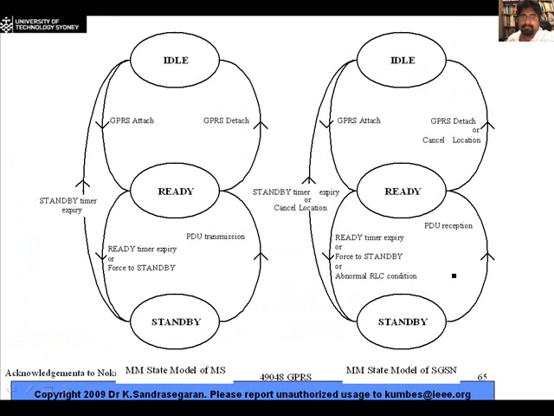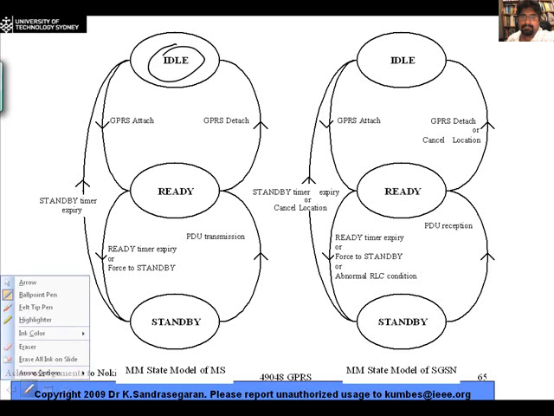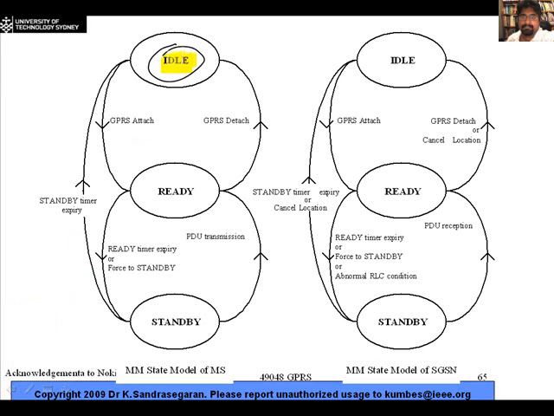The next thing is something called a state transition model that is used to model the behavior of a GPRS subscriber. Initially, when your mobile is switched off, you are in a state called the idle state, which is this state here. When you switch it on, you do something called a GPRS attach. So your mobile attaches to the GPRS network, and then you move to a state called the ready state.